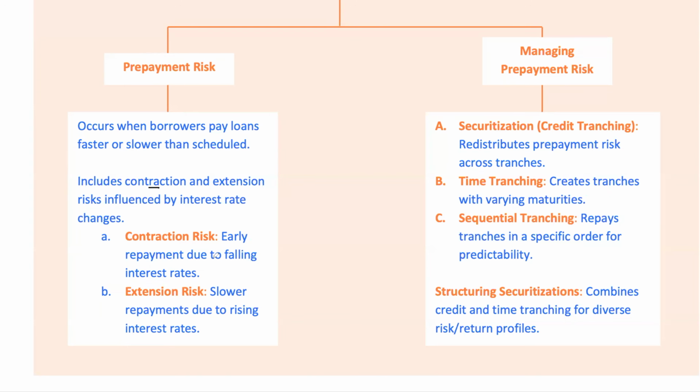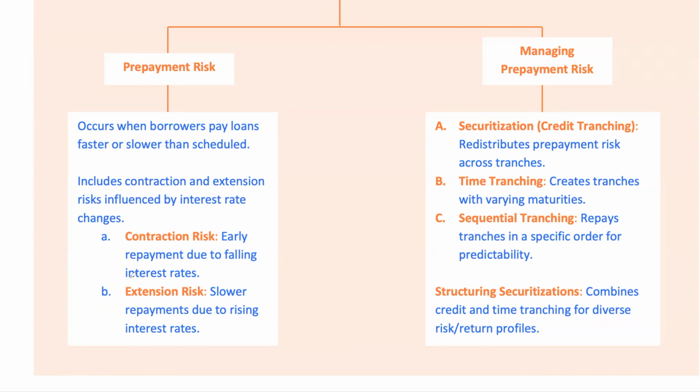Contraction risk occurs when borrowers repay their loans ahead of schedule, often when interest rates fall. Picture a homeowner who refinances their mortgage to lock in a lower rate. They pay off their old loan faster than expected, which means the MBS investor loses out on interest and has to reinvest at a lower rate, reducing returns.